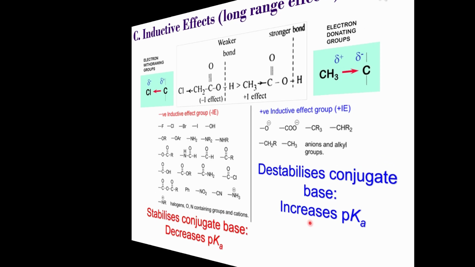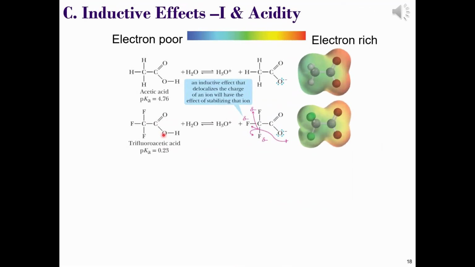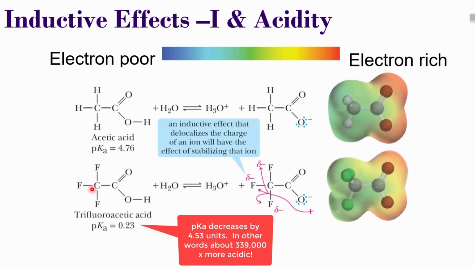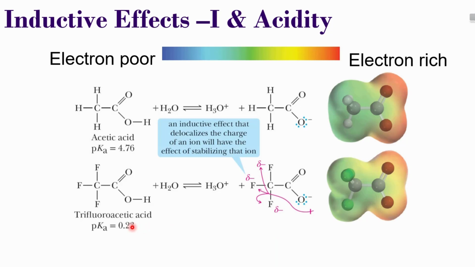Let's take a look. In acetic acid, which is our benchmark, when all of the protons neighbouring the carboxylic acid group have been replaced by fluorine, the pKa value is reduced by 4.53 units. This change makes trifluoroacetic acid nearly 339,000 times more acidic than acetic acid. In addition, when we look at the conjugate bases of these acids, the red area corresponds to electron density, and it's much lighter in trifluoroacetate than in the acetate anion.